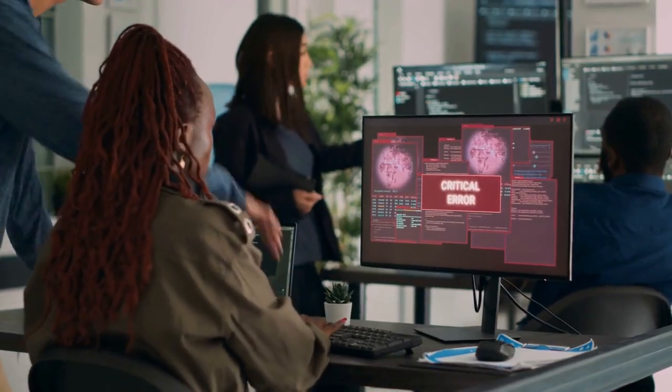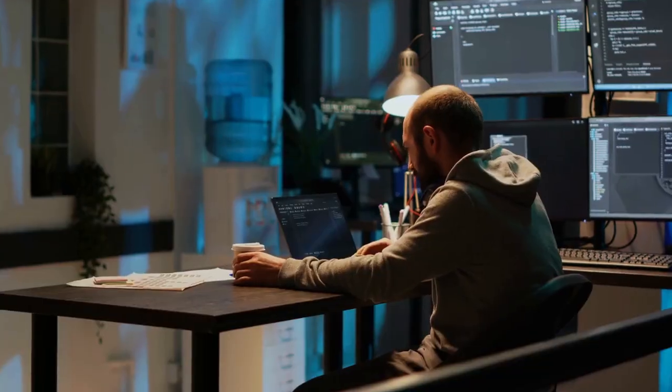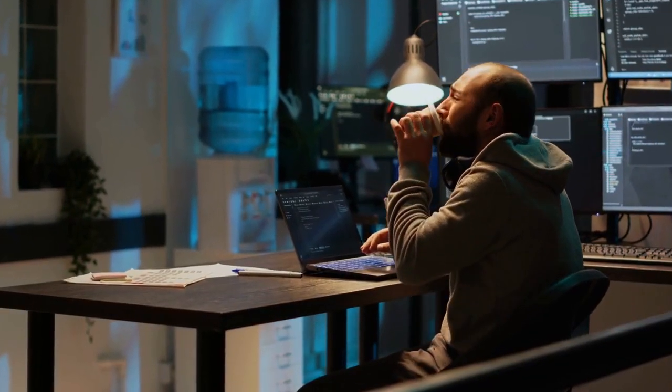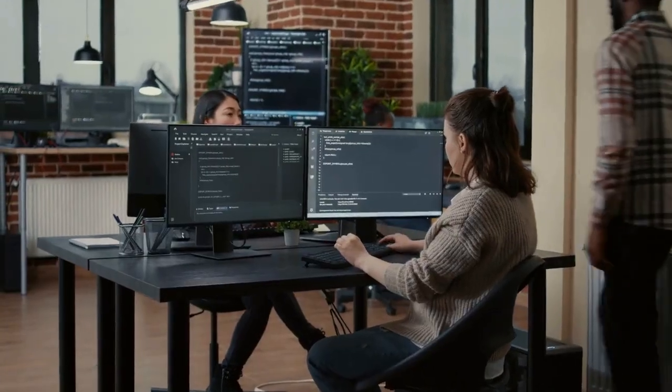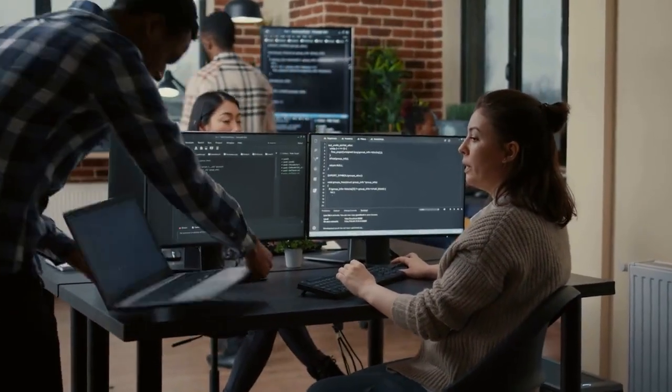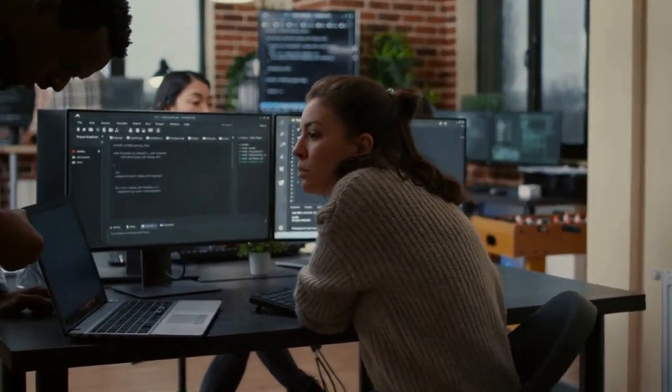Fifth, examine your MySQL user account permissions. Does the user account your application uses have the necessary privileges to execute the query? Sometimes accidentally revoked or insufficient permissions cause unexpected connection drops.